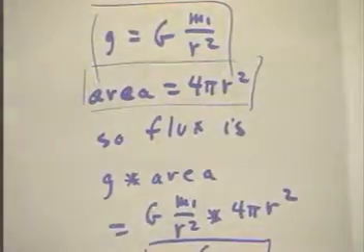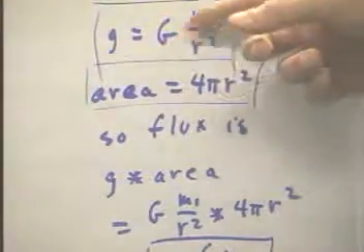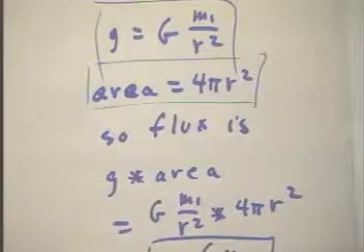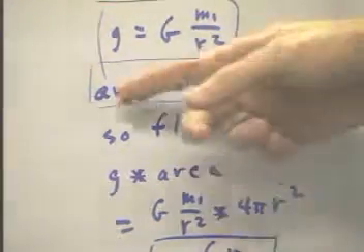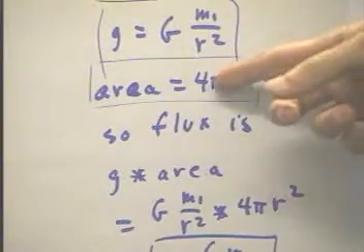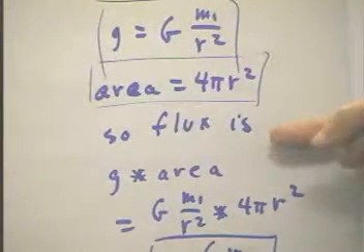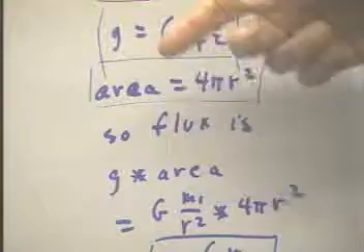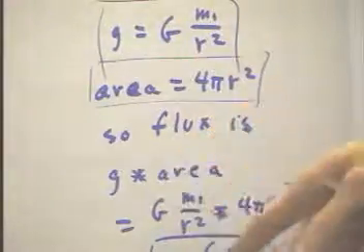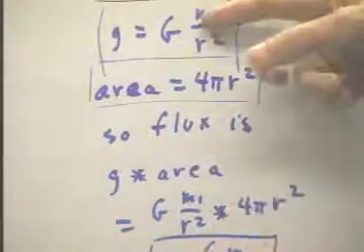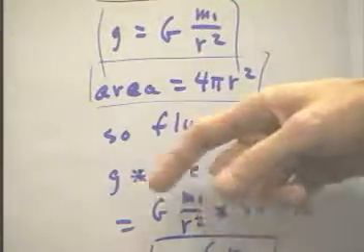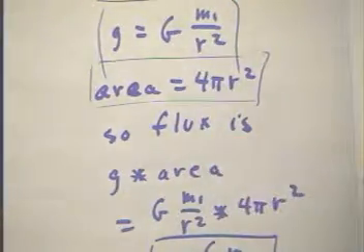Now that we know that the gravitational field strength is G m1 over r squared, gravitational field strength due to the mass m1, the area of the sphere of radius r is 4 pi r squared, and it follows that the flux, which is the gravitational field strength times the area, is just going to be given by this expression, where we have the G m1 over r squared here for g, and the area is 4 pi r squared.